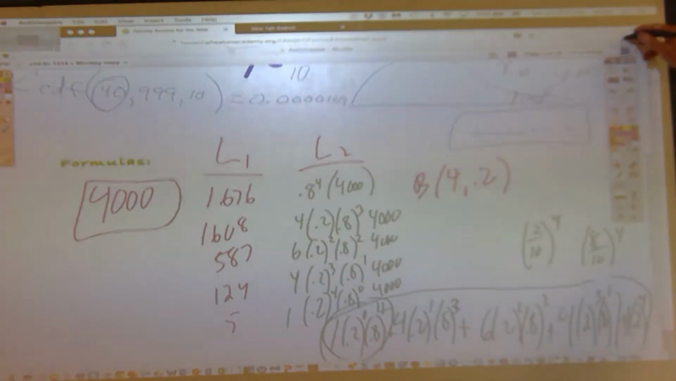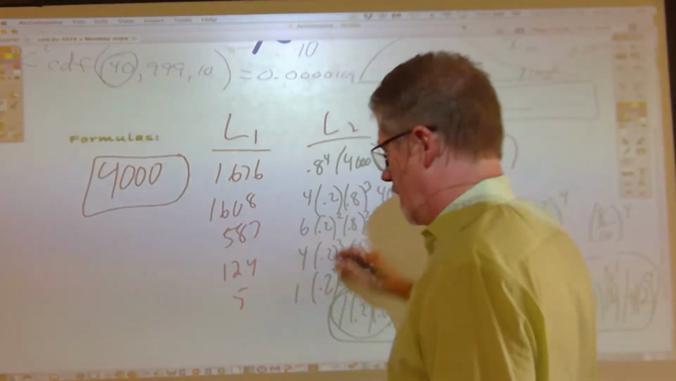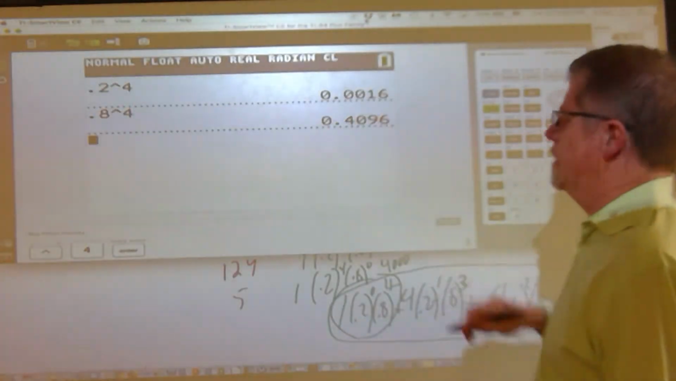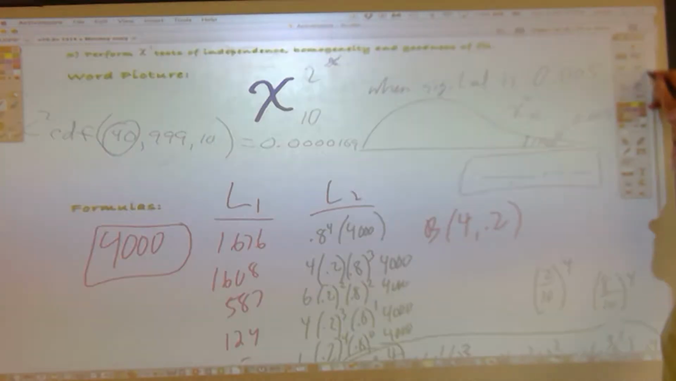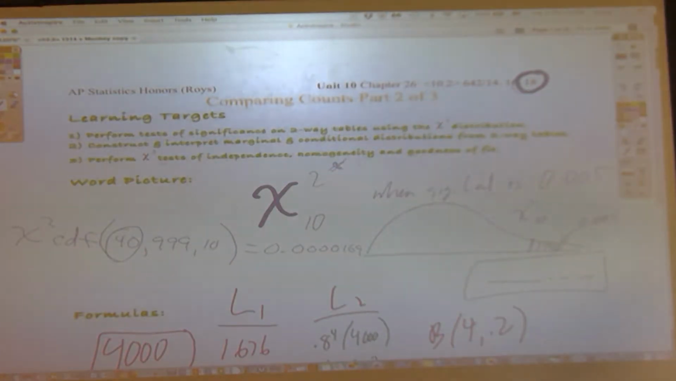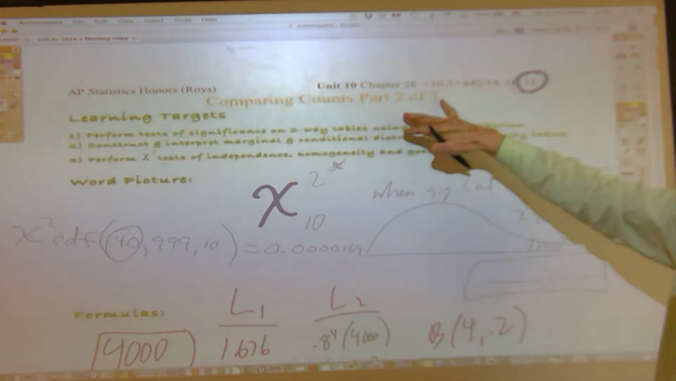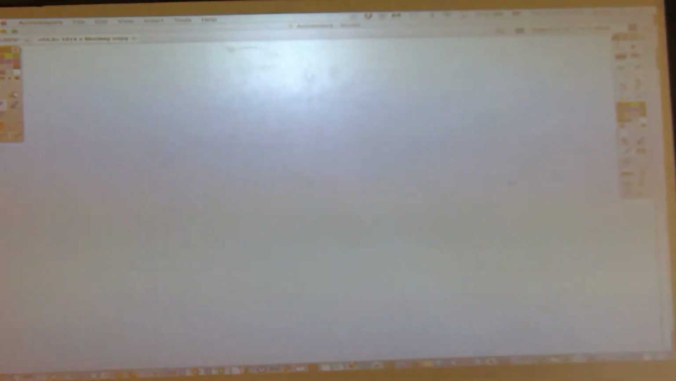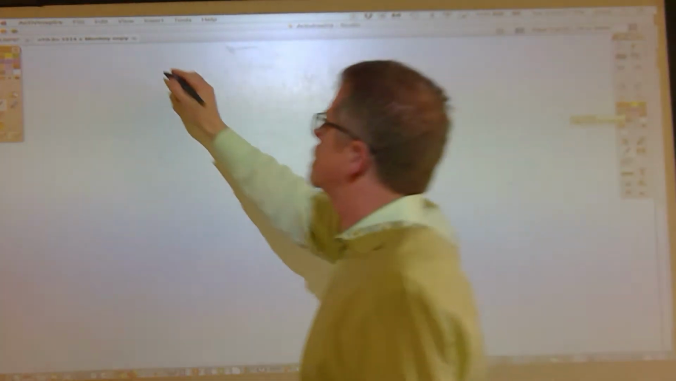The calculator activity I have for you today has to do with critical values, and in particular, critical values of a chi-square distribution. So, I would recommend that you find some blank space in comparing counts 2 of 3, which is yesterday's handout, the one that we left on at the end of class yesterday. You probably have some blank space right there on page 1 in order to do this activity. So, let's talk about critical values.